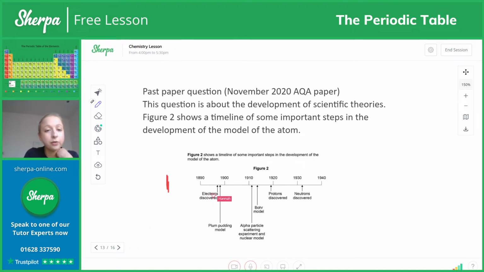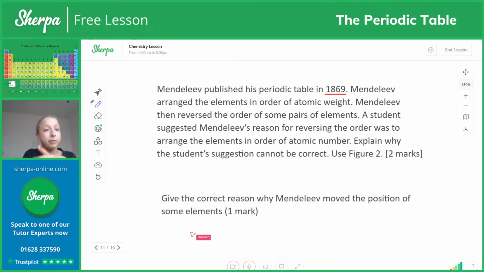When Mendeleev was around, no one even knew they existed. So that's the answer, basically, because the student can't be right. When Mendeleev was doing his work on the periodic table, he didn't know that protons and electrons existed. So he can't have been arranging them in order of their atomic number when atomic number wasn't a thing. So that is why the student is wrong.